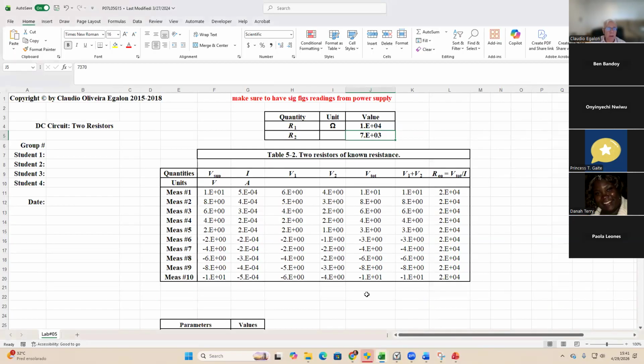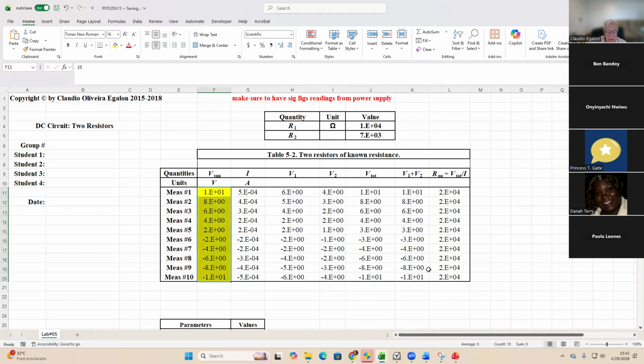Here you go. That's the voltage of the power supply. That's the voltage that we measure, right? Of the power supply. Here's the voltage across resistor 1. Here's the voltage across resistor 2. Here is a measurement.